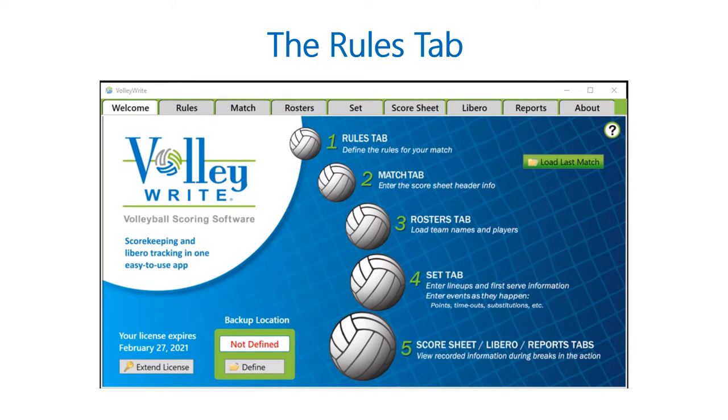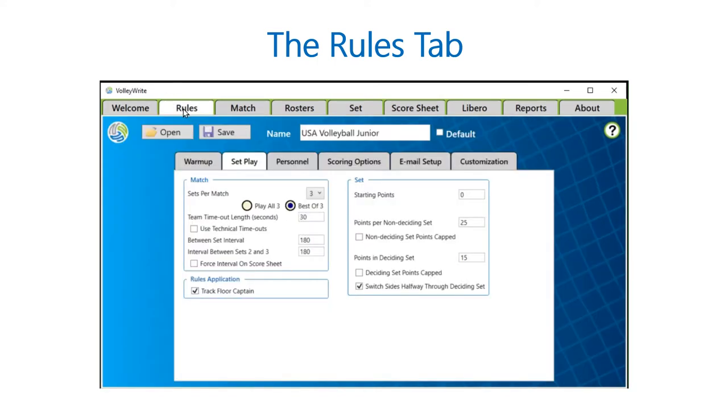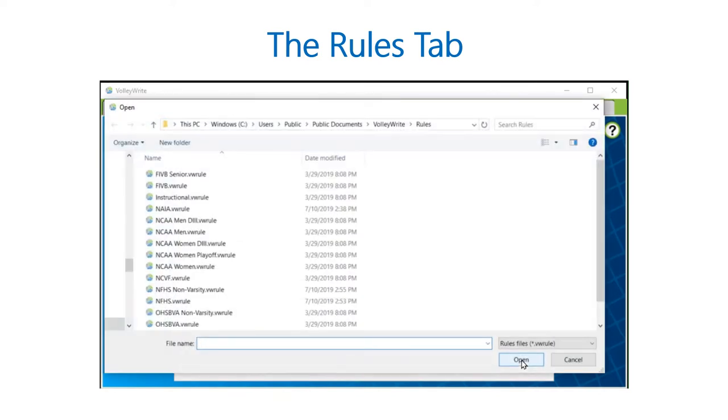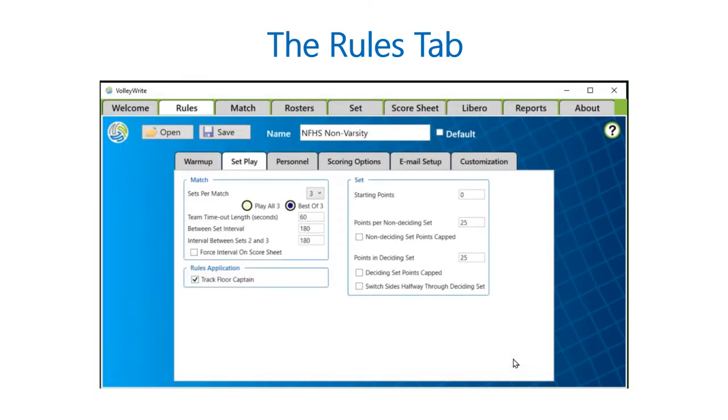Because VolleyWrite scores all levels of volleyball, it comes with predefined rule sets. To select the rule set you want to use, click or touch the Open button. If you don't have a touchscreen, I do recommend using a mouse. If you're scoring high school matches, use the NFHS rule set for varsity matches and the NFHS non-varsity rule set for freshman and JV matches. The difference between these two is the format of 3 versus 5 sets and the points in the deciding set, which is 15 for varsity matches.